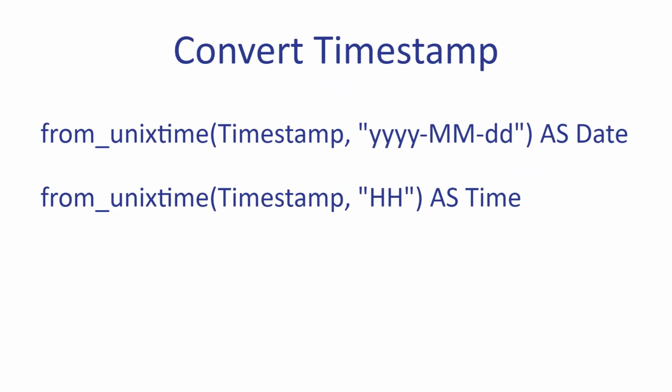We use from_unixtime to convert the epoch timestamp into human readable format: a full date and an hour in 24 hours format. So that's why we have written from_unixtime(timestamp, 'yyyy-MM-dd') as date, from_unixtime(timestamp, 'HH') as time.